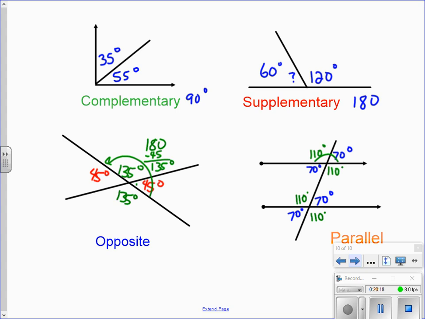That's all the info for today's lesson. Try the worksheet, see how it goes.